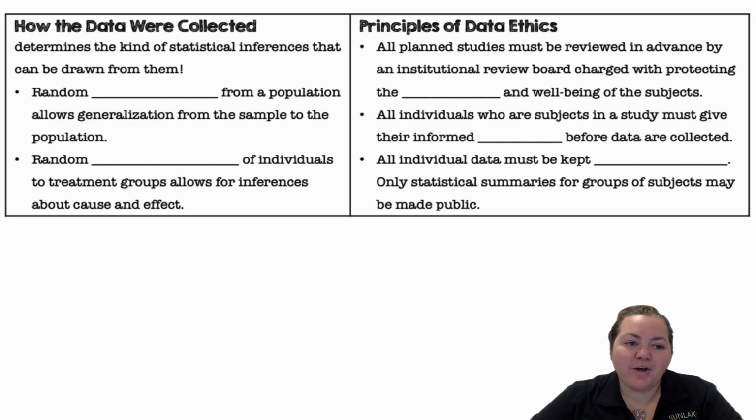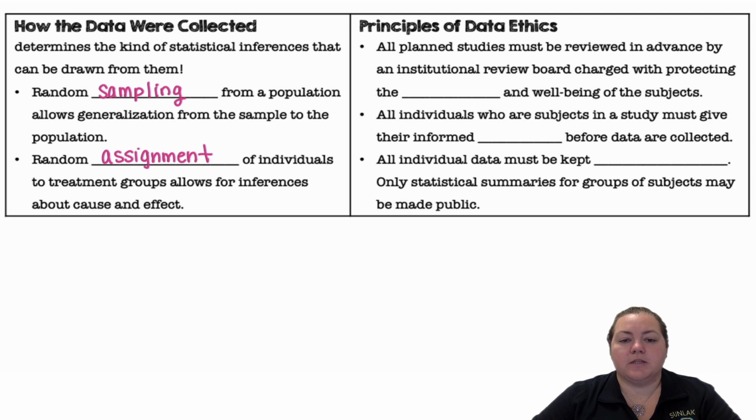All right, how the data were collected determines the kinds of statistical inferences that can be drawn from them. So, if we are using random sampling from a population, it allows us to generalize from the sample to the population. If we have random assignment of individuals to treatment groups, this allows for inference about cause and effect.